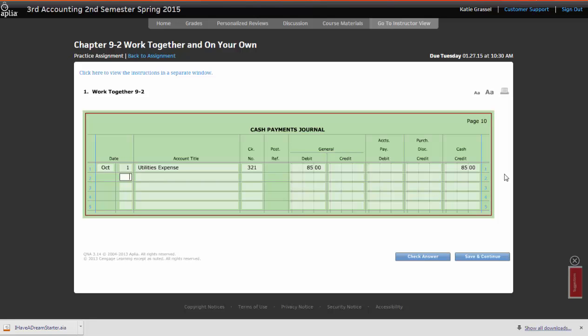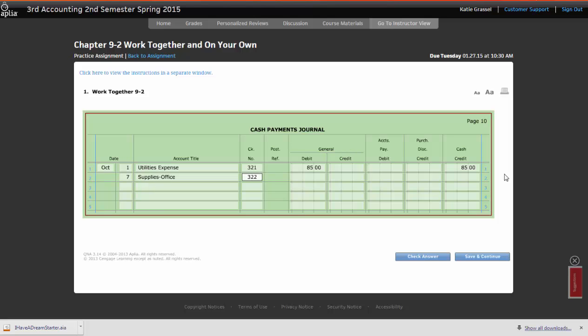Okay, number 7, paid cash for office supplies, $52, C322. Put the date of the 7th. What's my account title? Supplies office. Not supplies expense. Don't use that. We only use supplies expense as our adjusting entries.